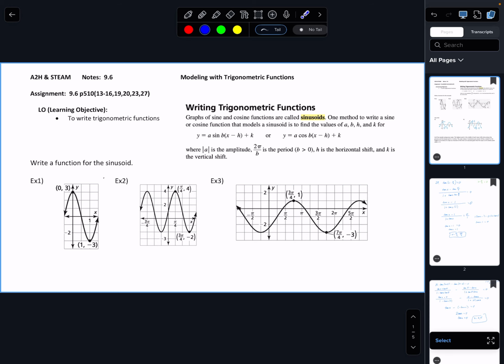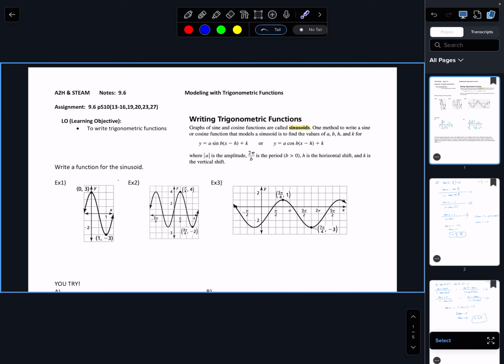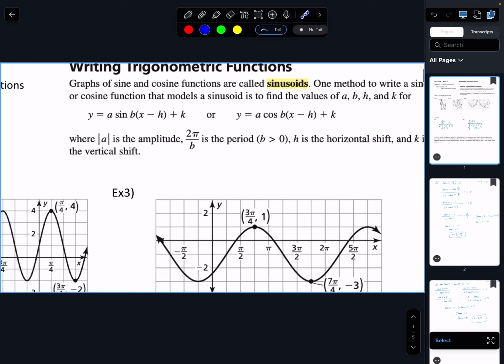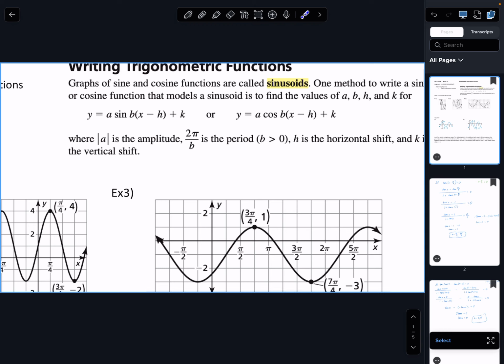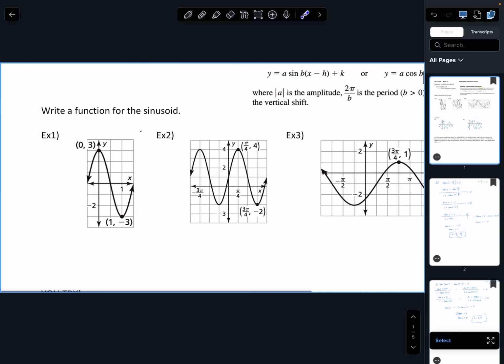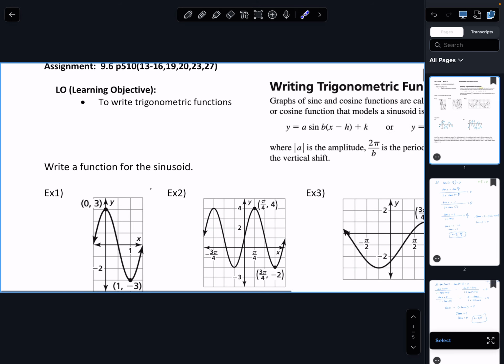All right, so 9.6, you are given graphs and you get to write the equation. Instead of given the equation, draw the graph. Here's the graph, write an equation. And so the graphs of sine and cosine functions are called sinusoids, even though it's cosine or sine. And I'm going to give you some steps and how to go about this. So first of all, there's 4 steps that I'm going to list. Number 1, find the midline.